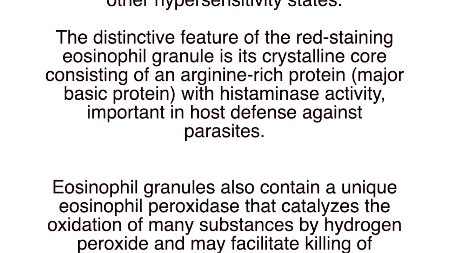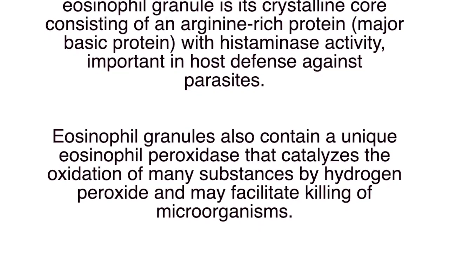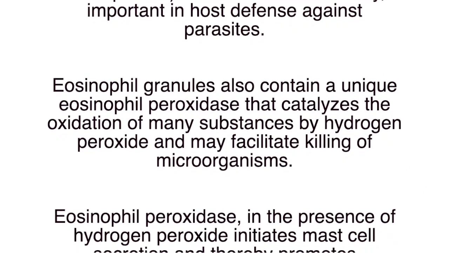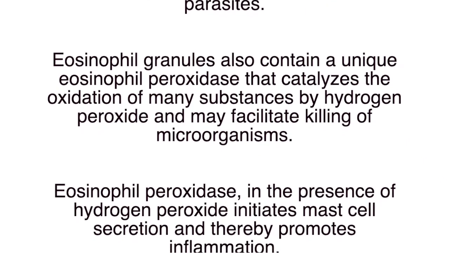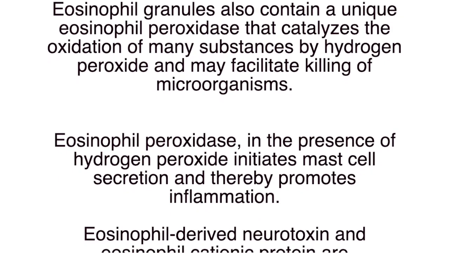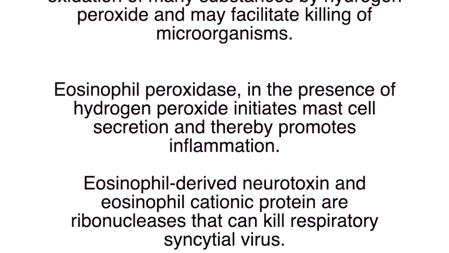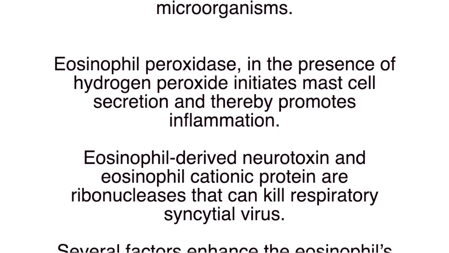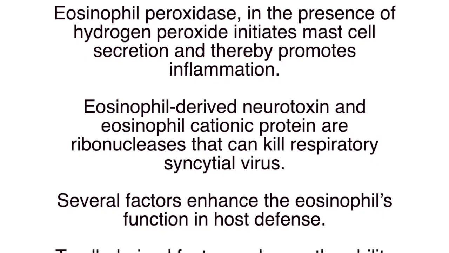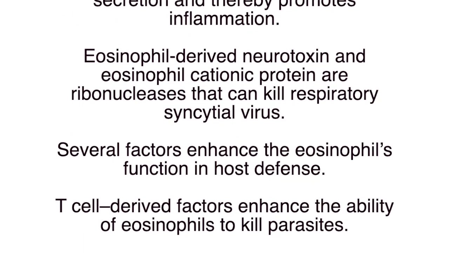Eosinophil granules also contain a unique eosinophil peroxidase that catalyzes the oxidation of many substances by hydrogen peroxide and may facilitate killing of microorganisms. Eosinophil peroxidase, in the presence of hydrogen peroxide, initiates mast cell secretion and thereby promotes inflammation. Eosinophil-derived neurotoxin and eosinophil cationic protein are ribonucleases that can kill respiratory syncytial virus.